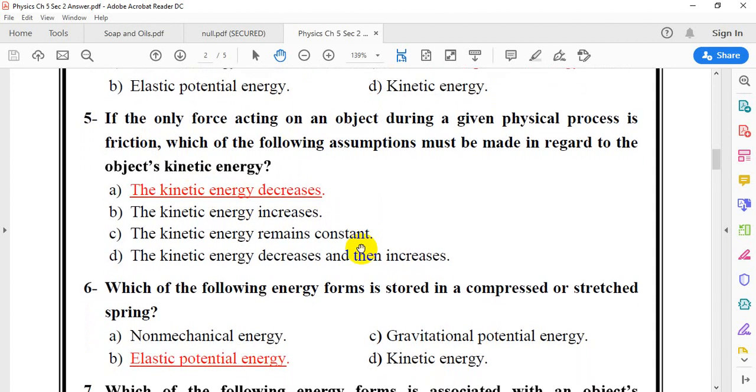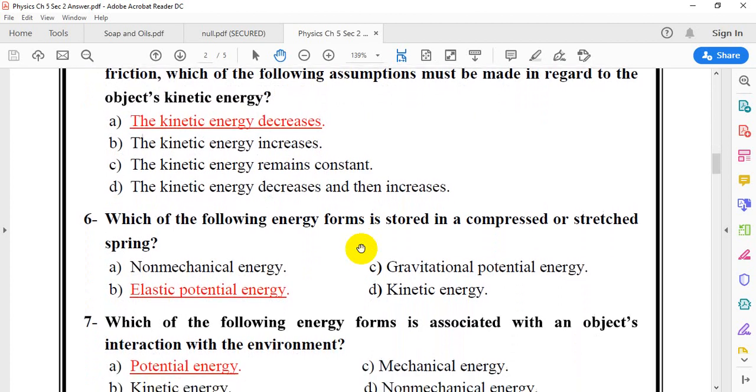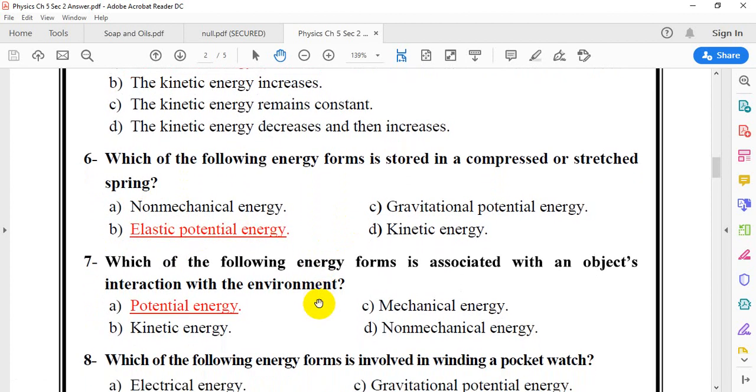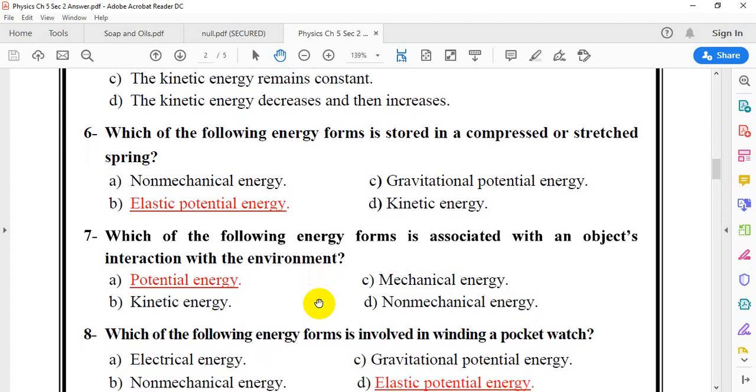Which of the following energy forms is stored in a compressed or stretched spring? It is elastic potential energy. A compressed or stretched object is called elastic potential energy. If it is released, it will change to kinetic energy. Number 7. Which of the following energy forms is associated with an object interacting with the environment? The interaction between an object and its environment is the potential energy.